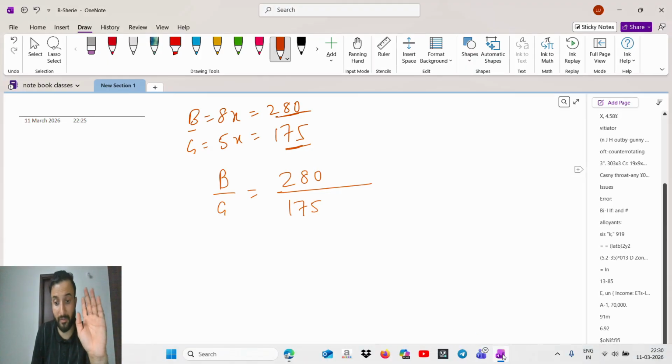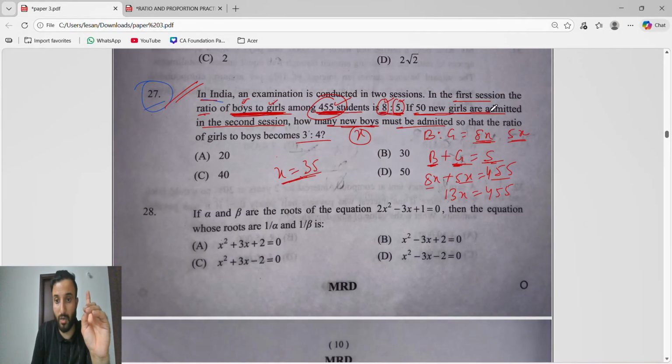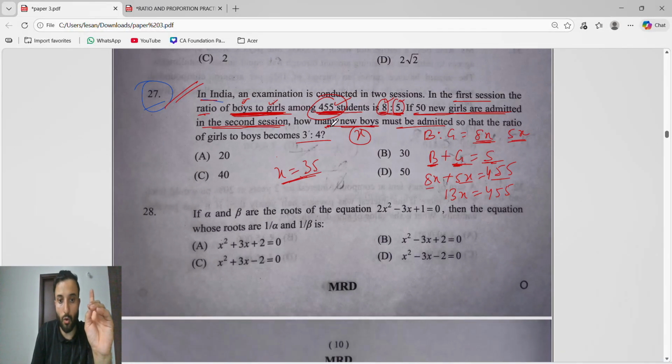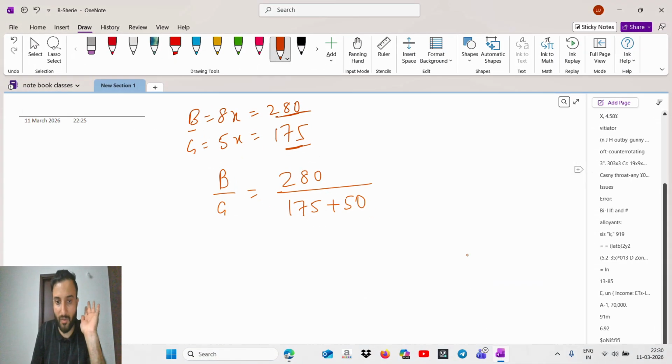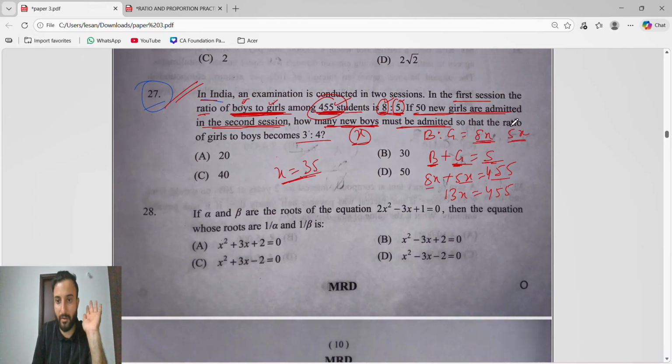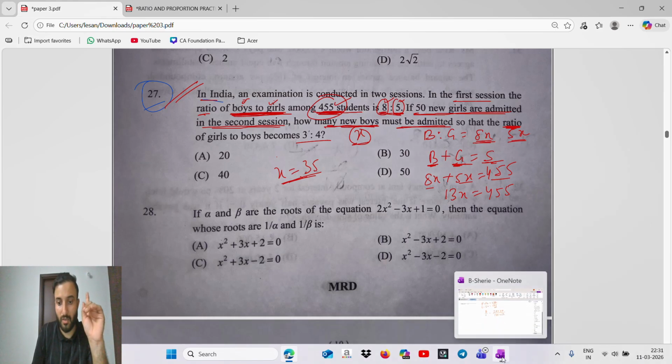But see here. They said if 50 new girls are admitted in the second session. How many new boys must be admitted? I will say x number of new boys must be admitted, so I will write plus x. So that ratio, this indicates that the question is of ratio.